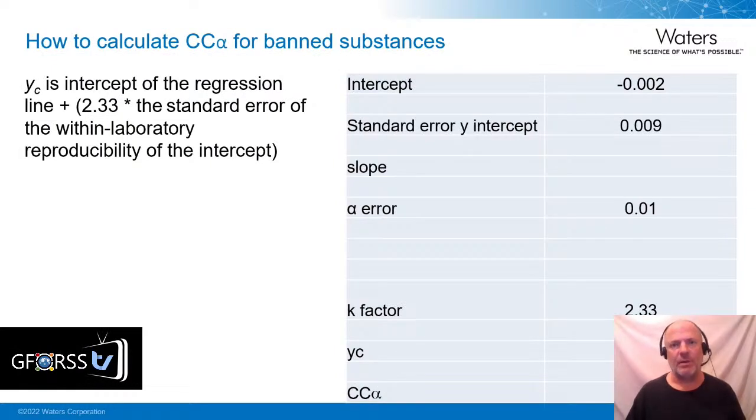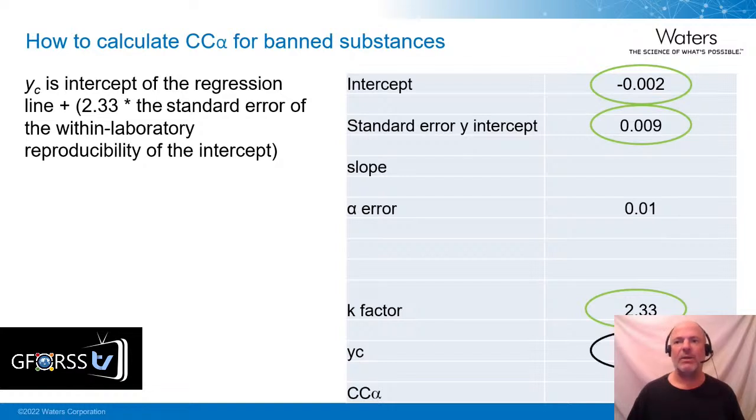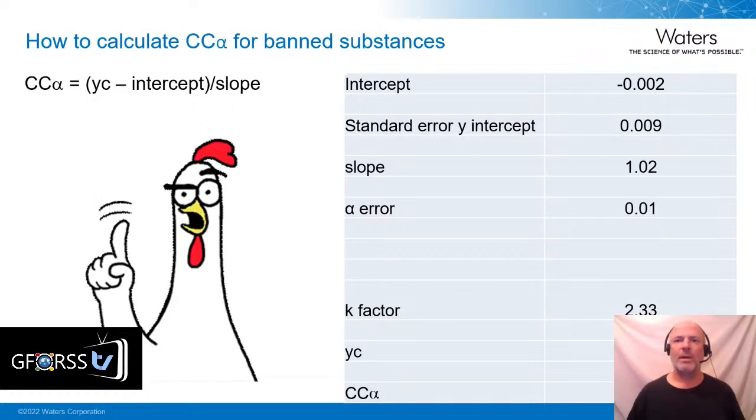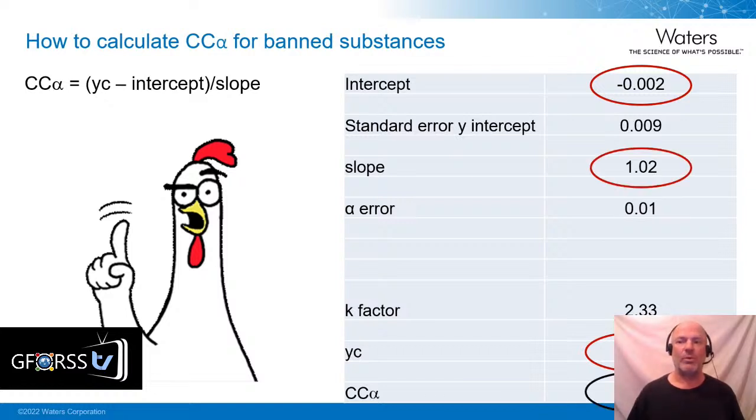As in the previous example though, it's a lot easier to calculate CC alpha for banned substances using a spreadsheet. So the YC is the intercept of the regression line plus the 2.33, which is the K factor, times the standard error of the within laboratory reproducibility of the intercept. So YC equals, in this case, 0.018. And then we can calculate the CC alpha using the same equation as previously. So we actually have the YC value minus the intercept over the slope, and that gives us our CC alpha value of 0.020 micrograms per kilogram.